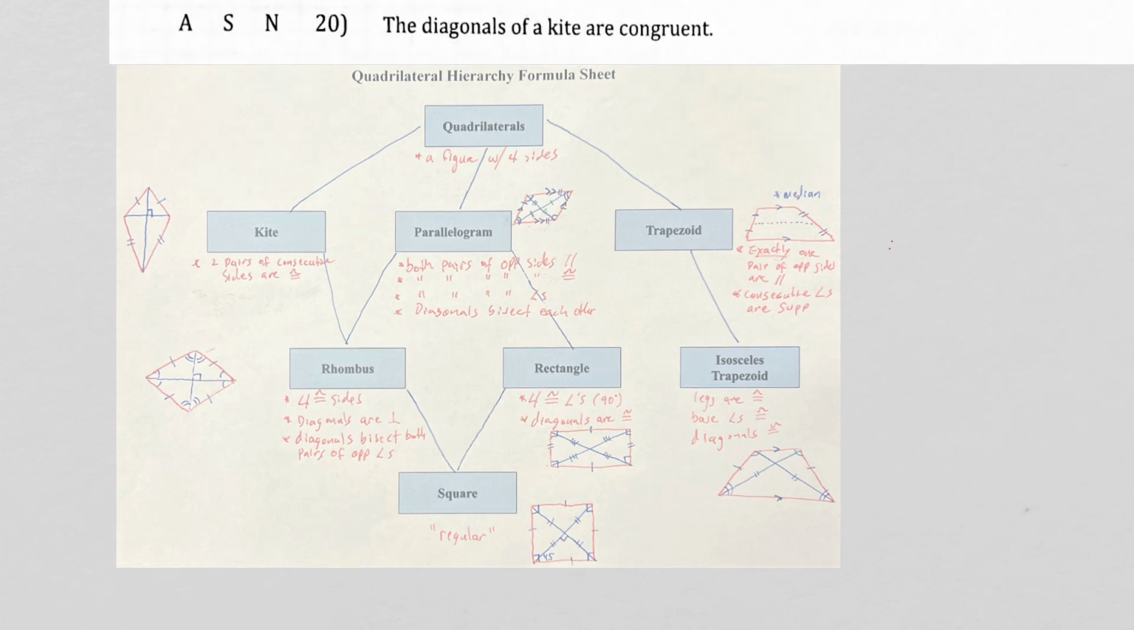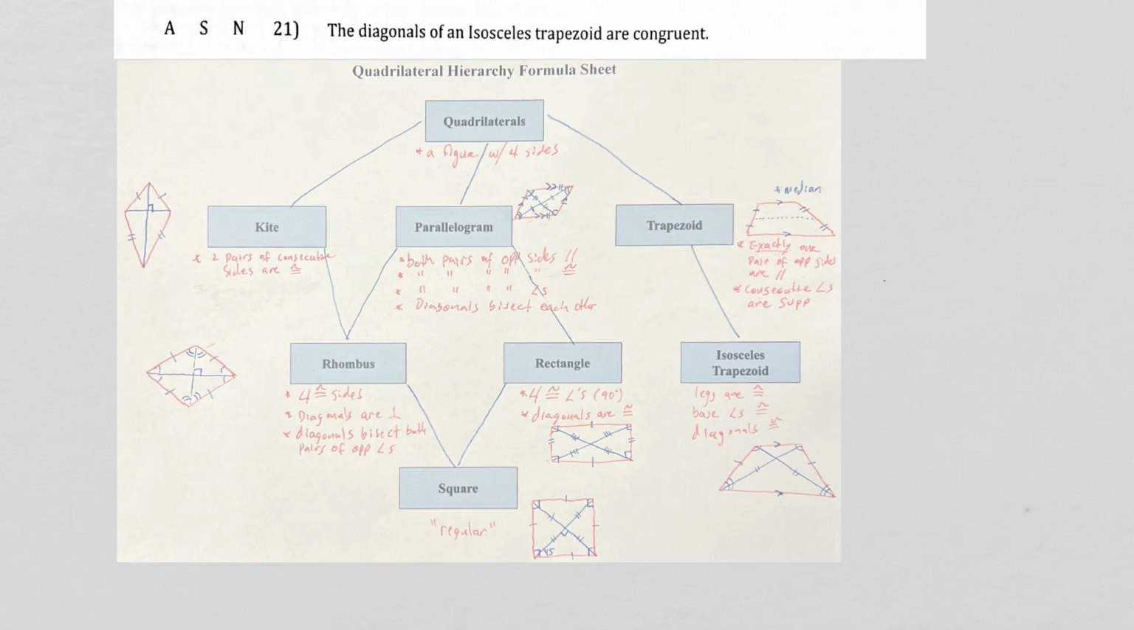Number 20, the diagonals of a kite are congruent. This is sometimes because in a rectangle, the diagonals are going to be congruent. And so when we go upward, this is always a sometimes. So in other words, a kite's diagonals are congruent when it's a square, but that's only sometimes. The diagonals of an isosceles trapezoid are congruent. That's actually just one of the properties, so you don't need to think too much about that. That's always.